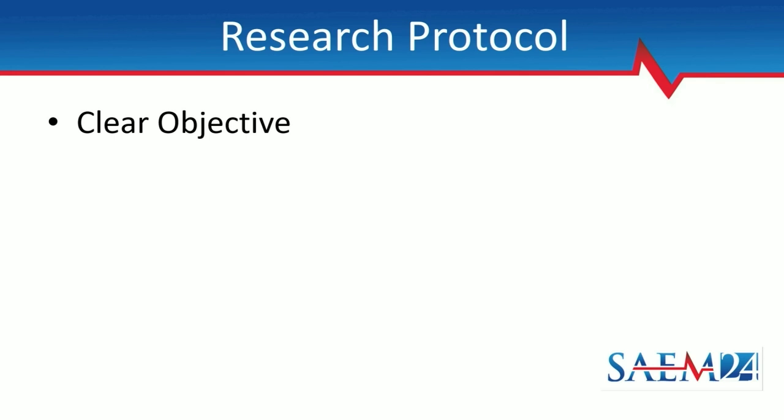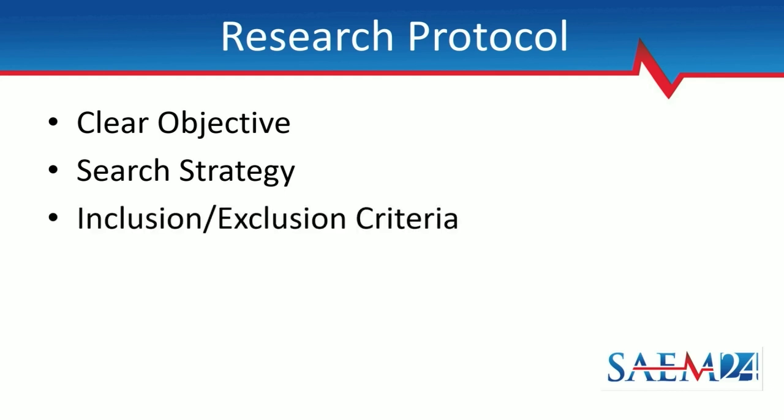So the research protocol that you're going to write, and again, it's not that different than an original research protocol, has a lot of the same components. You're going to have an objective. What am I trying to find? What am I looking for? What type of articles do I want? And then the search strategy, as I mentioned. You have search terms, search databases. Which databases am I going to use?